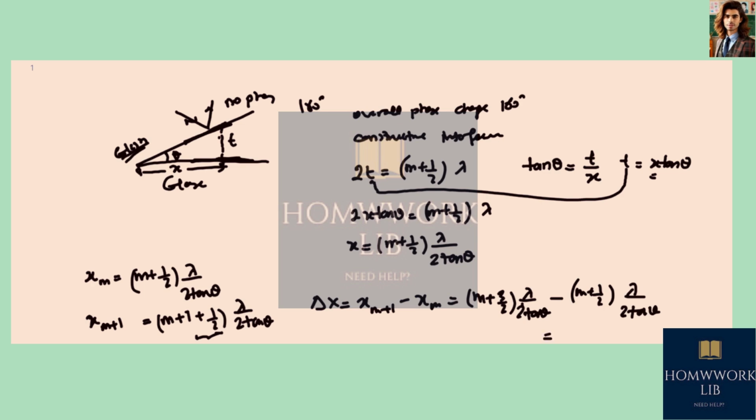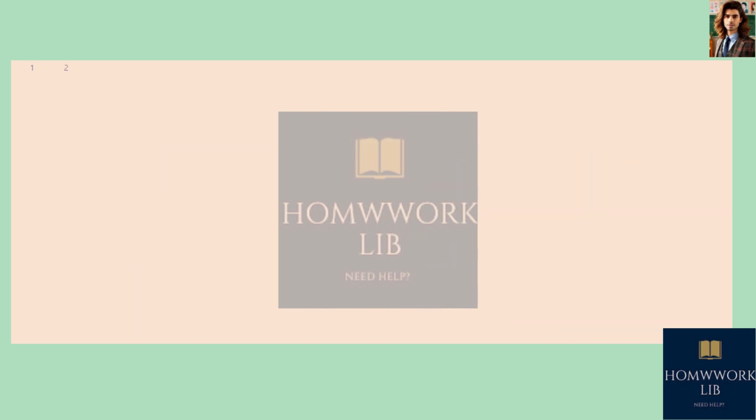So then lambda over 2 tangent, let's go to the next page from here. Then delta x would be lambda over 2 tangent theta times (m + 3/2 minus m minus 1/2). And they're going to cancel, and this gives us 1. So delta x is going to be lambda over 2 tangent theta.